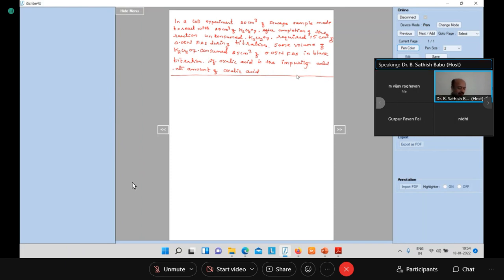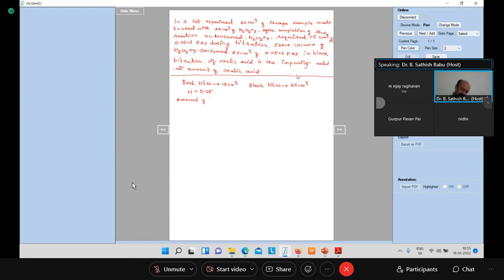Okay, so you can write what are the given things. Back titration value is given. Back titrate value is how much? 15 cm cube. Similarly, blank titrate value is 25 cm cube. Normality of FAS is equal to how much? 0.05. Okay.